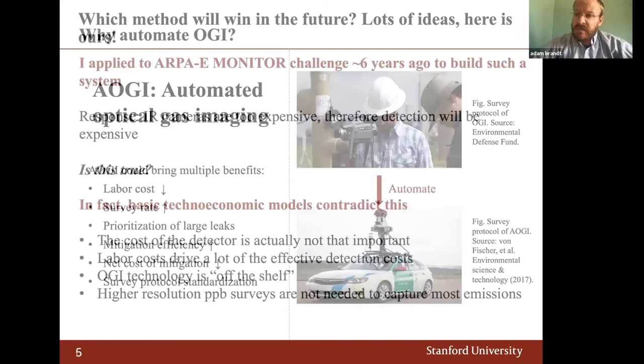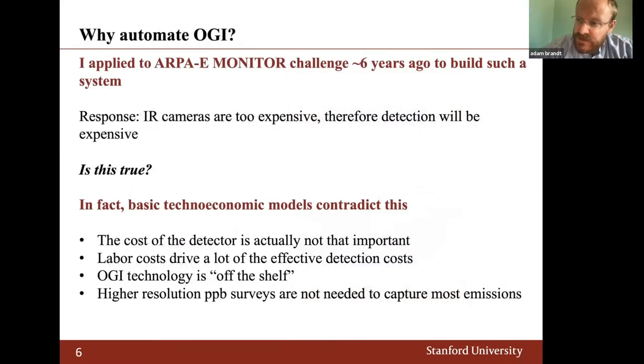Okay, so why automate OGI? I actually applied to the ARPA-E monitor challenge with Rob Jackson at Stanford. I think it was about 6 years ago, I don't really remember. To build such a system, we called it VIDEA, visual infrared differencing for emissions assessment. They didn't invite us for a full proposal. I'm still a little sore about it because I'm the type to hold grudges. I didn't think it was a very effective response.